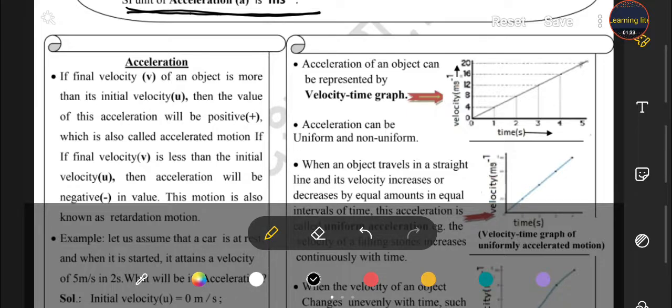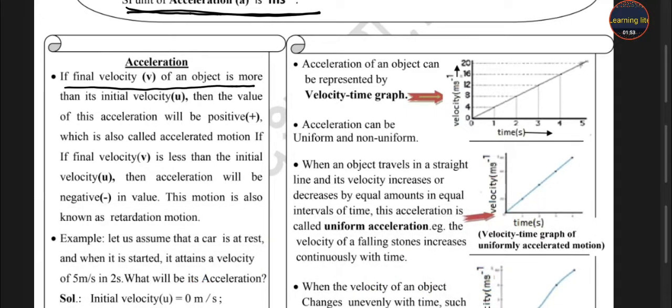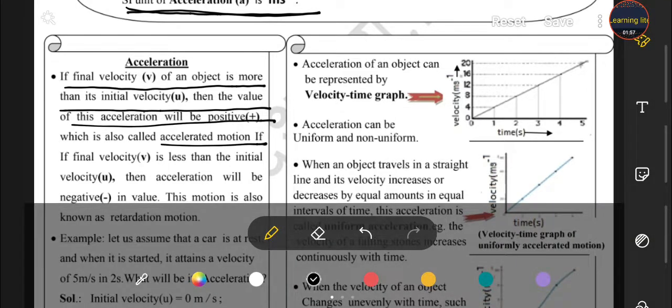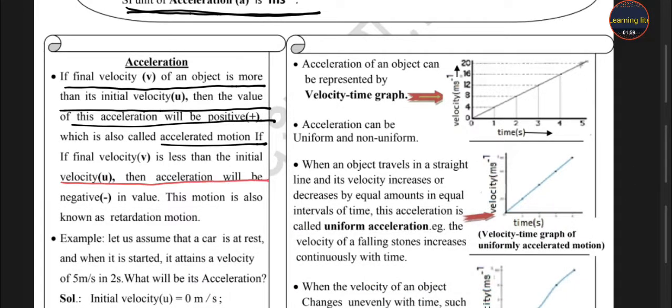For example, my car is at rest, and when I start my car, its velocity gets increased, so it is called accelerated motion. And whenever I bring my car on the road and I apply brake, it means I decrease the velocity, then it is called retardation. Okay, students, accelerated motion, and when the velocity is decreased, it is called retarded motion.